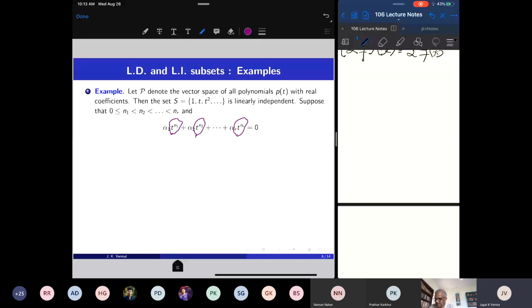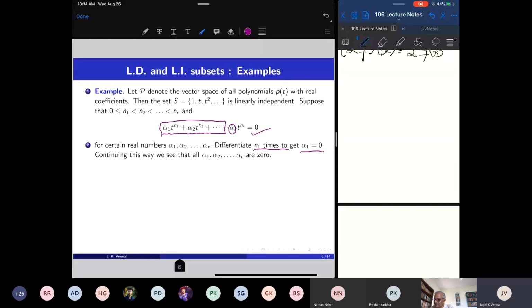So distinct monomials t to the n1, t to the n2, t to the nr are linearly independent in the vector space of all real polynomials. So the vector space of all real polynomials and the vector space of all continuous functions have this common property that there is no bound on the size of linearly independent sets. There is no bound. And so they differ from ordinary Euclidean space, in which you cannot have an infinite set of linearly independent vectors. There will be a bound. We want to show that.